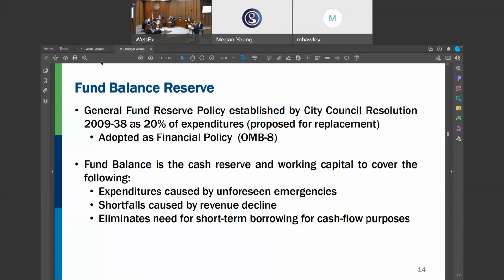Correct. So we've talked about general fund revenues, expenses, capital investments, and that rolls us into the closing slides on the general fund, which is fund balance. So you all currently have a policy in effect. Let me make one editorial comment.